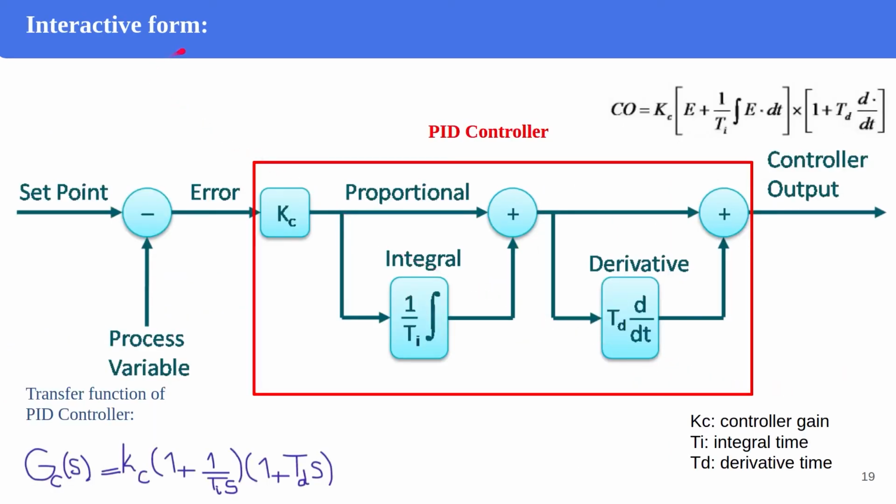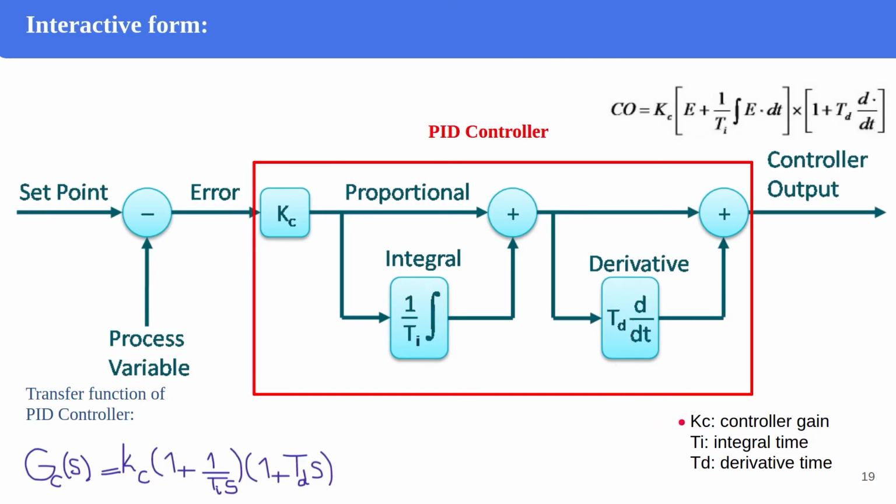The next one is interactive form. As you see, the PID controller consists of this part. We have this sequence here, and the transfer function here is Kc multiplied by the transfer function of this block, which is 1 plus 1 over Ti multiplied by S, and here multiplied by the third transfer function, which is 1 plus Td multiplied by S.